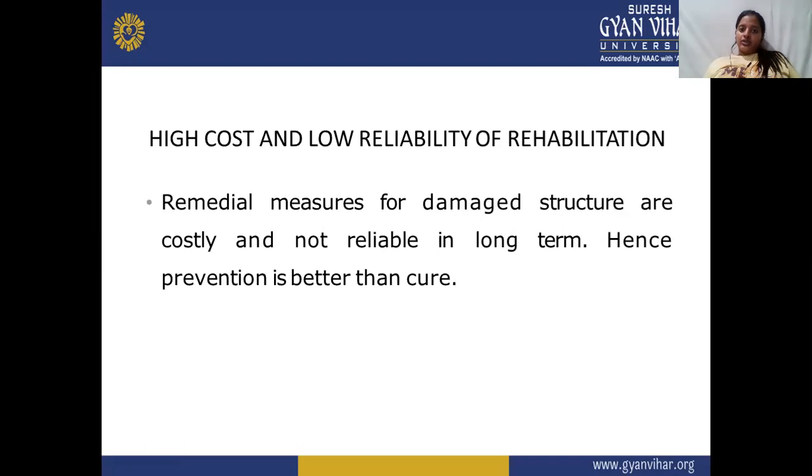And high cost and low reliability of rehabilitation. Even though we can take some precautions and remedial measures to counteract the uneven settling, it is not a reliable solution as it changes with every cycle. Every year we have 4 seasons, and during the moist and dry seasons, these movements will keep happening, which will be an ongoing problem which cannot be resolved once.